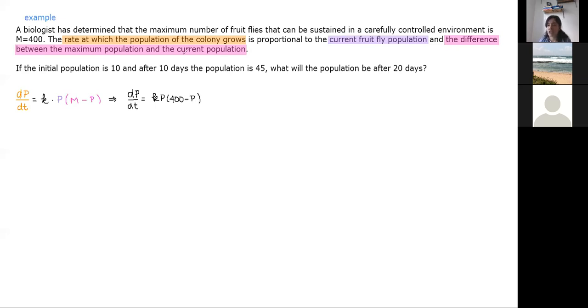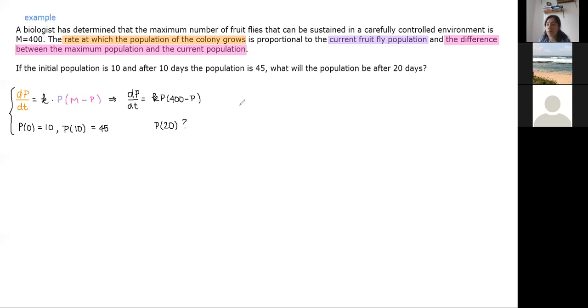And then I have two conditions. I have the fact that the initial population is 10. That means the population at time 0 is equal to 10. And I have that after 10 days, the population is 45. So that means P of 10 is equal to 45. Right? So there's two things. If the initial population is 10 and after 10 days, the population is 45. So those are the two conditions that I have over here. And the question is to find what P of 20 is going to be. Right? So what is the population after 20 days?